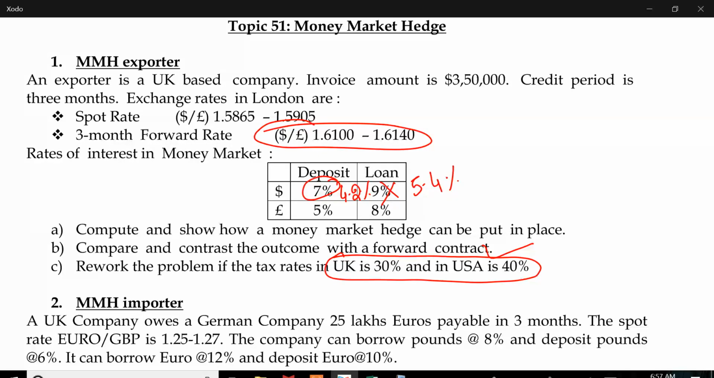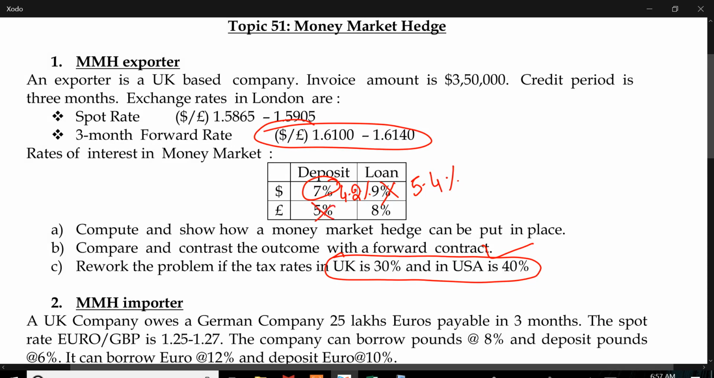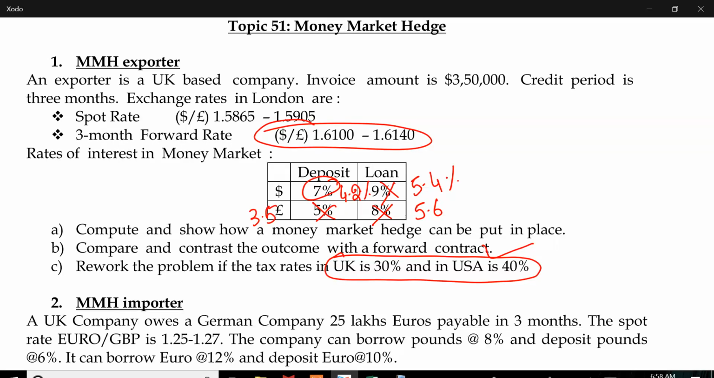Similarly, UK the interest rate is 30%. So this is 3.5, 5.6. Now you can start from the beginning as if the problem gives you these numbers. It's no more 7, 9, 5, 8. It is only 4.2, 5.4, 3.5, 5.6. Just like the part 1 of the question. You have to start from the beginning.